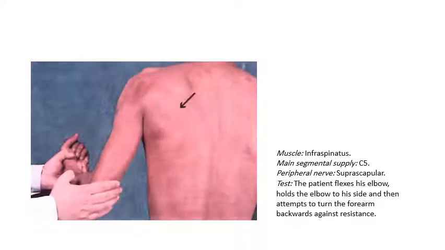Infraspinatus, which is supplied by C5 and suprascapular nerve, is tested by asking the patient to flex his elbow, hold his elbow to his side, and then attempt to turn the forearm backward against resistance. In other words, this muscle is tested by asking the patient to perform lateral rotation of the arm.